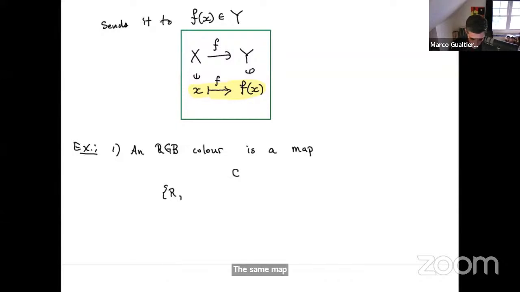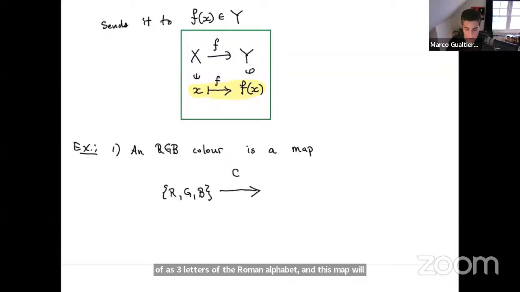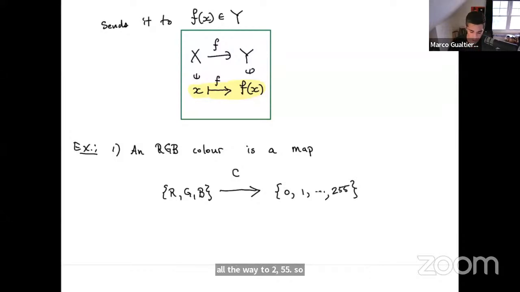which goes from the set R, G, B, which you could just think of as three letters of the Roman alphabet, okay? And this map will assign to R, to G, and to B a number in the range from 0 all the way to 255. So we have a set of cardinality 3 as the domain. We have a set of cardinality 256 as the codomain. And a color is exactly the assignment of a number for each of the three inputs in the domain.